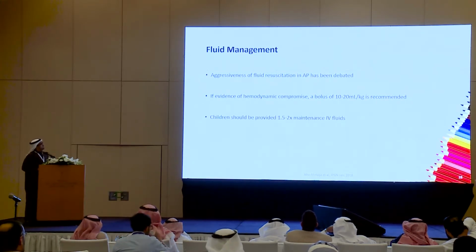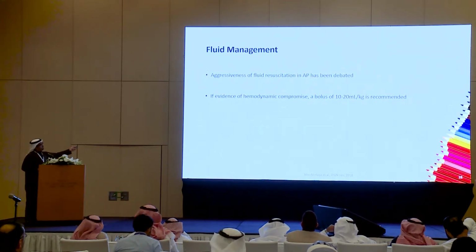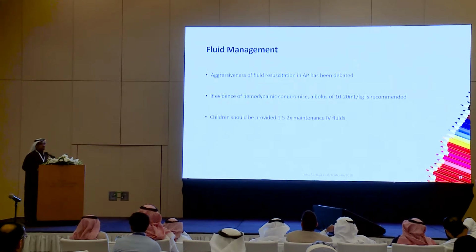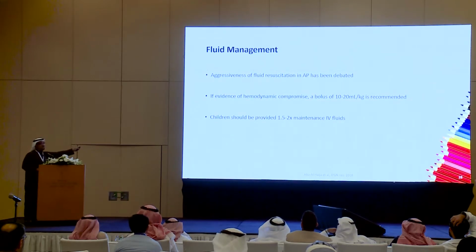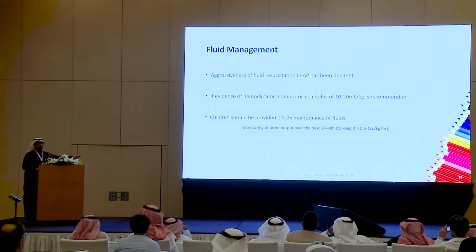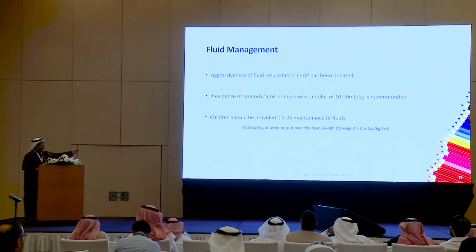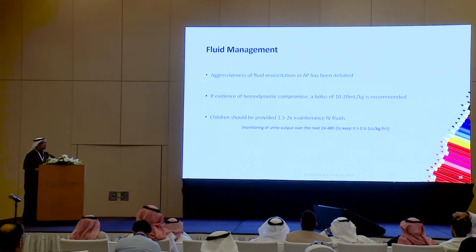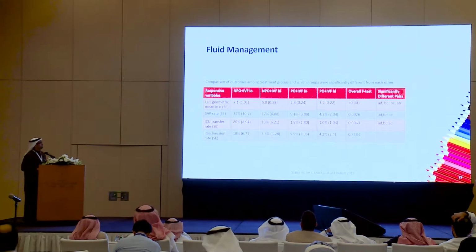So what to do? If the patient is hemodynamically compromised, you have to give a bolus of normal saline, of course. After that, for children, it is recommended to give just 1.5 to 2 times maintenance, especially during the first 48 to 72 hours. Not more, not less. But with that, you have to monitor the urine output. This is your marker to increase or decrease it. Keep the urine output between 0.5 to 1 cc per kg per hour.